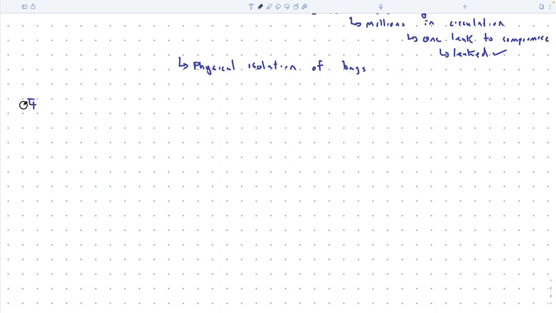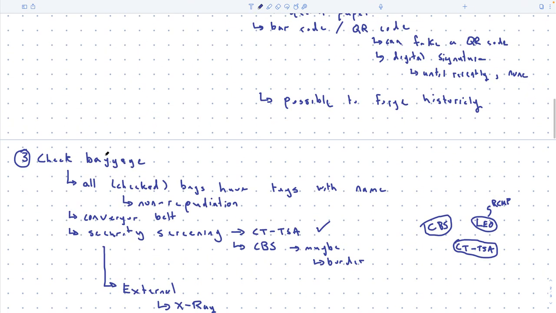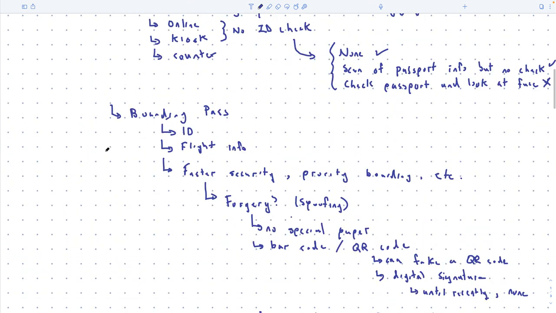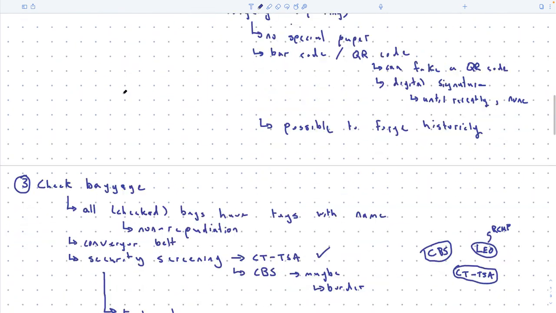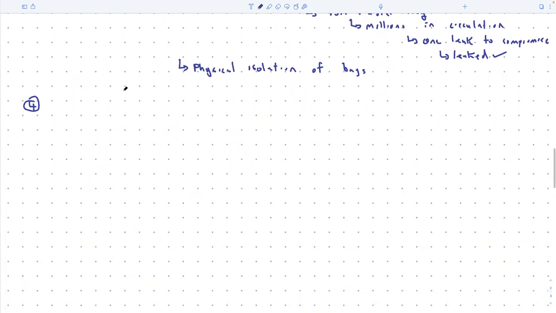Okay, so that's good. So we've gone to the airport, we have our boarding pass, our bag is checked. What's next? Who's the next person that we talk to?